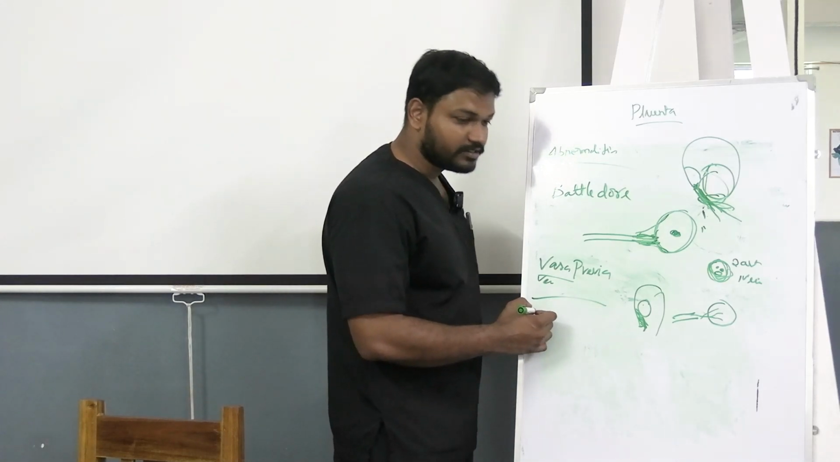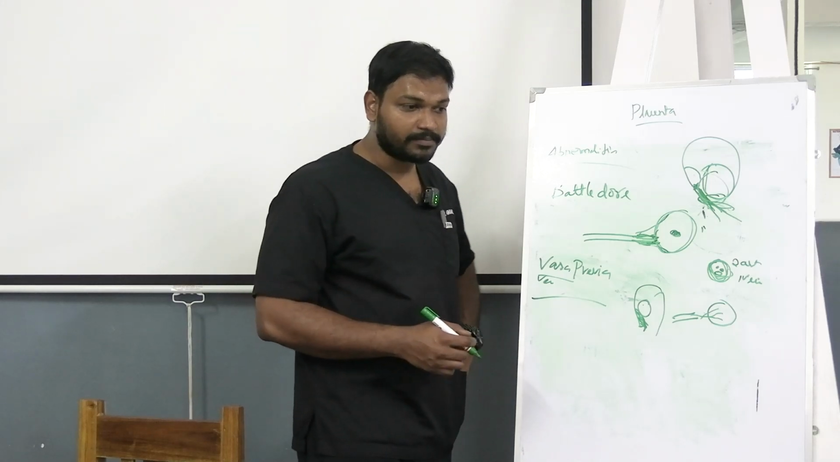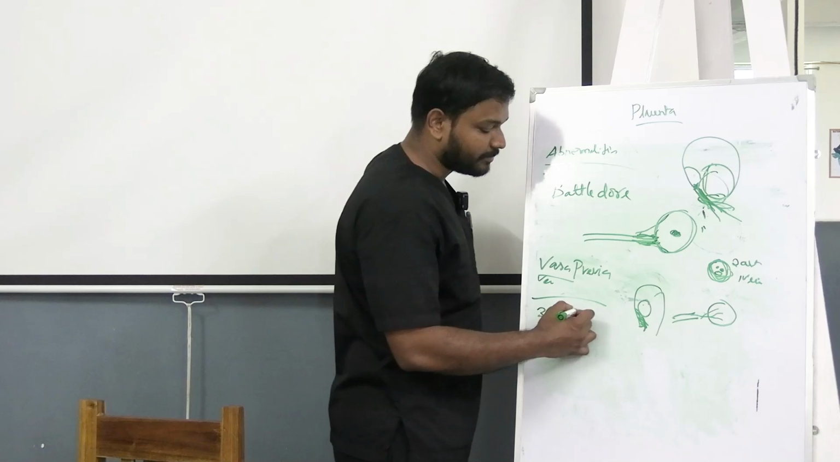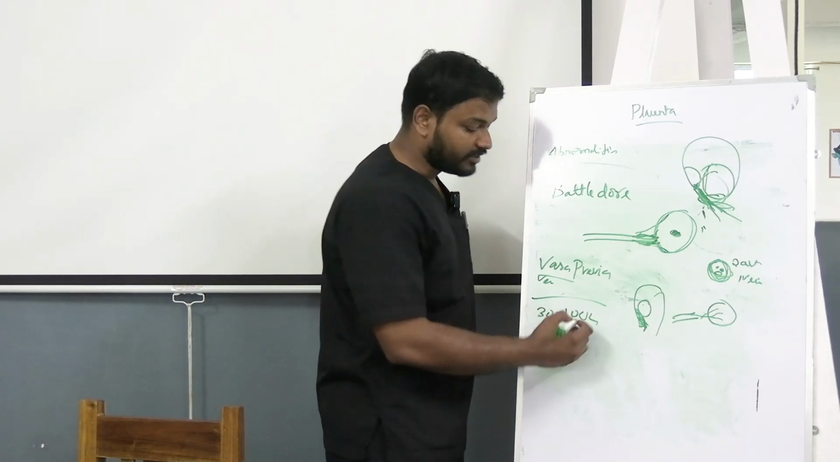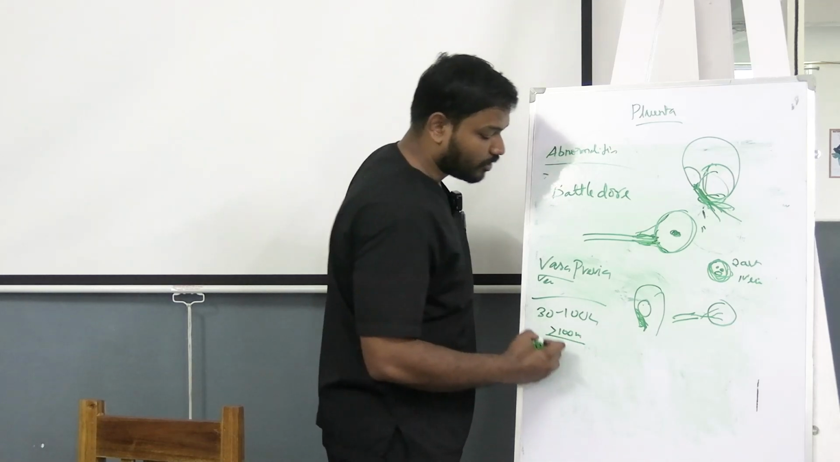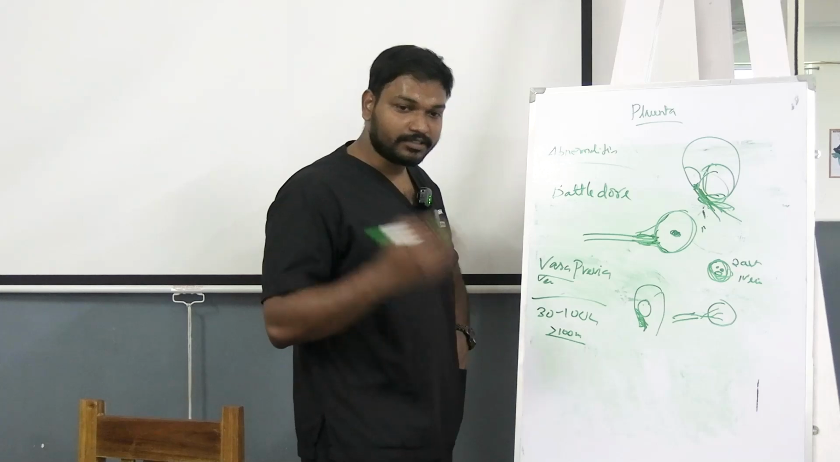Then, what is the normal length of the cord? Next, cord abnormalities. What is the normal length of the umbilical cord? It is 30 to 100 centimeters. If it is more than 100 centimeters, we call it a long cord. If it is less than 30, a short cord.